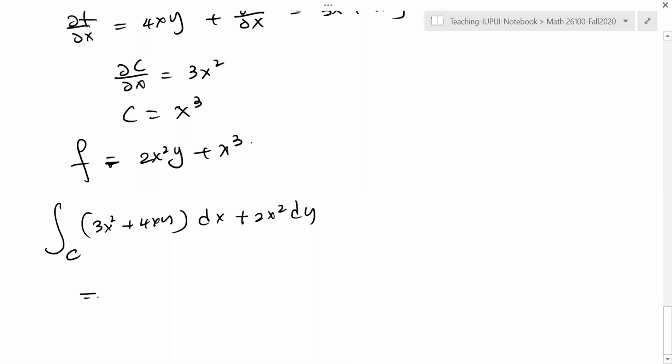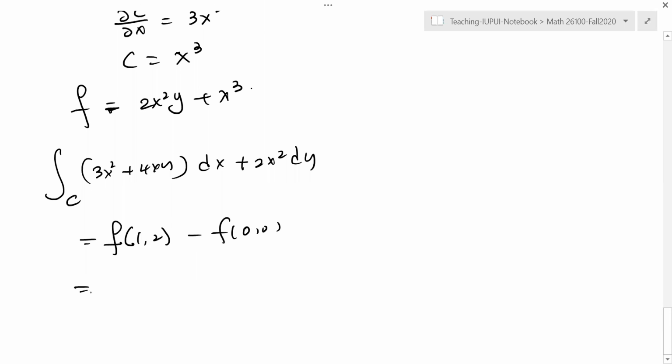Is going to be the difference of the value of the function at the two endpoints. Those two endpoints, one is 1 and 2, f is 0, 0, okay? So the second one is 0, so the first one is 2 times 1 squared times 2 plus 1 cubed minus 0, right? So the answer is 5, okay?